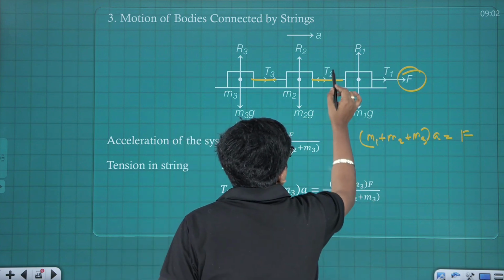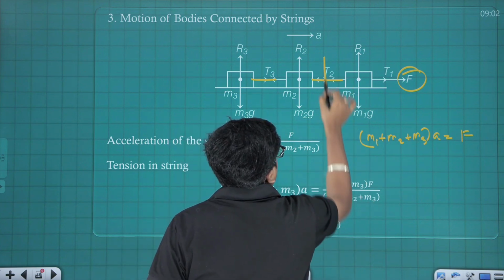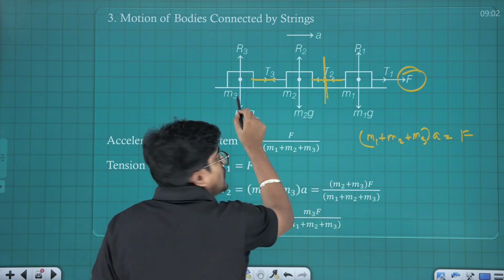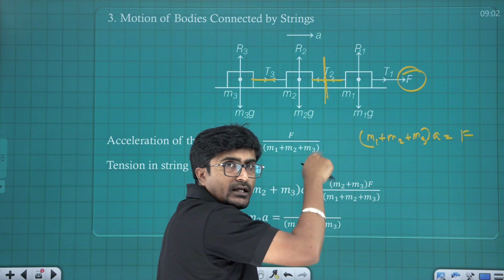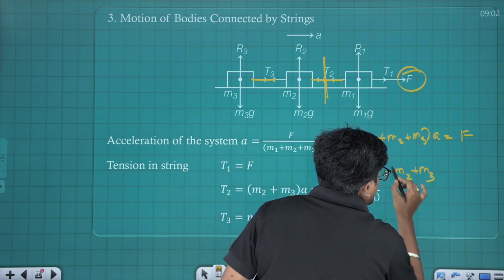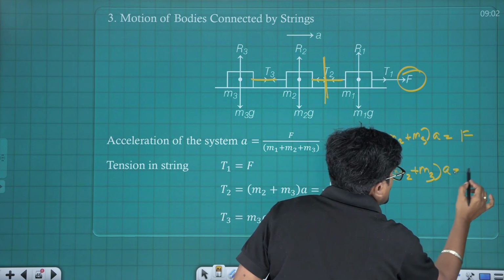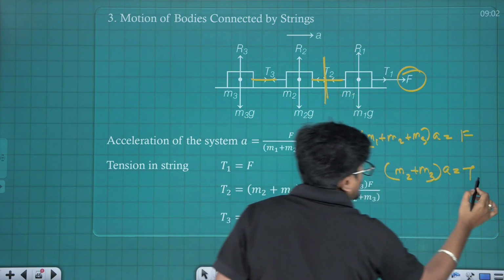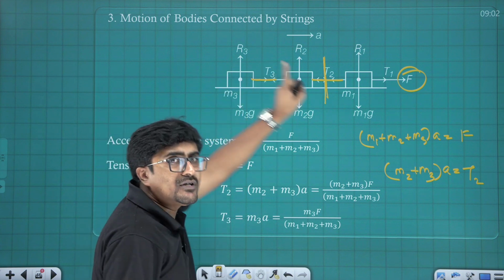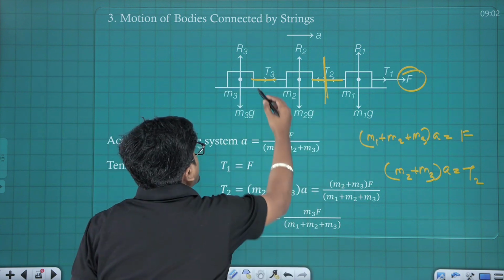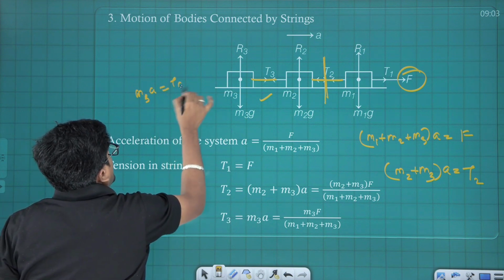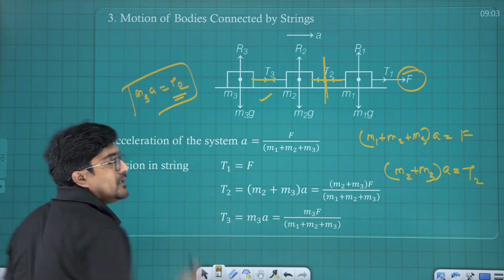If you want to find out the tension here, you take the masses towards the left. That is M2 and M3. Now M2 plus M3 is moving towards the right with an acceleration of A under the influence of T2. If you want to find T3, M3 is moving towards the right with an acceleration of A only under the influence of T3. So M3 into A is happening because of what? T3.